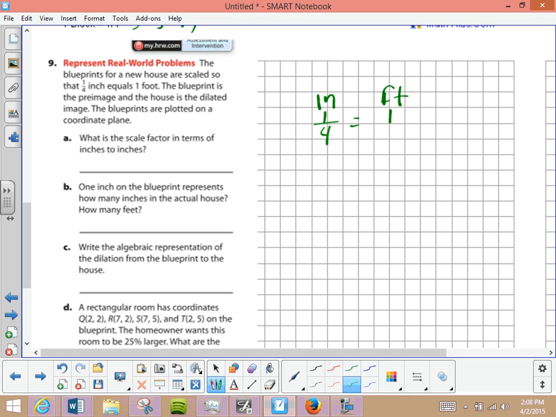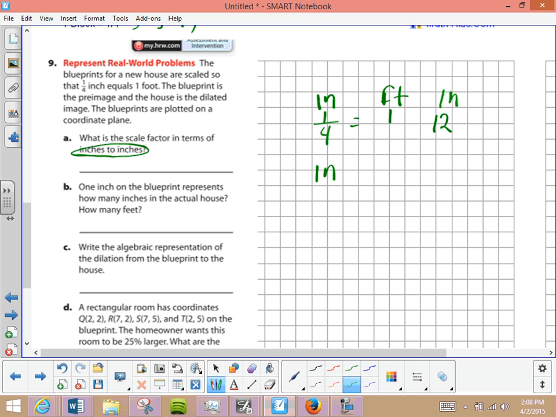Did anybody do 48? Well, how do you do it? You can just tell me. It's very easy, actually. What did you do? 1 foot, yeah? That's it? That's literally it. They're asking you inches to inches. So you put inches, not to feet, but to inches. So how many inches are in a foot?